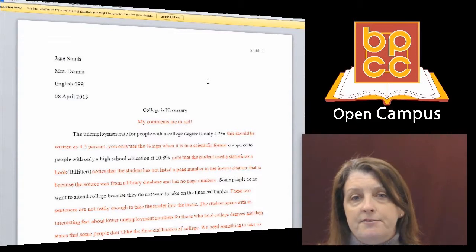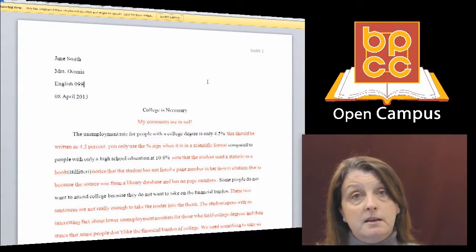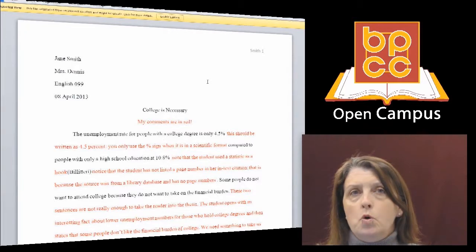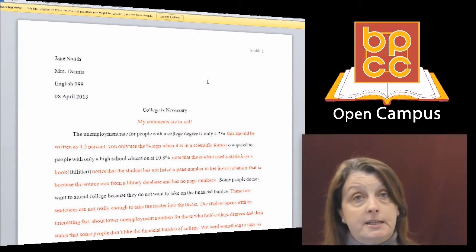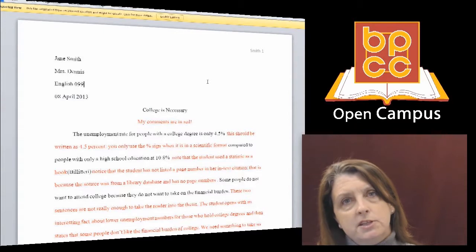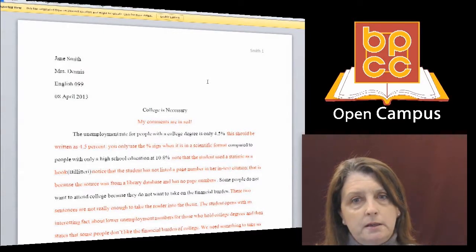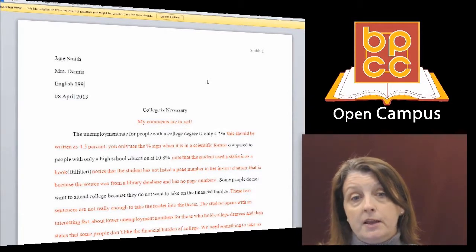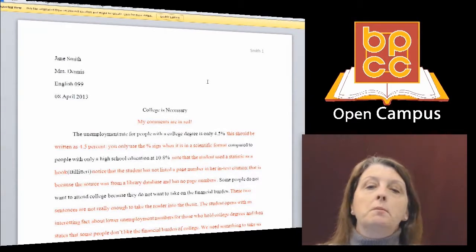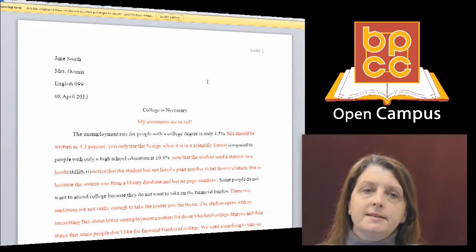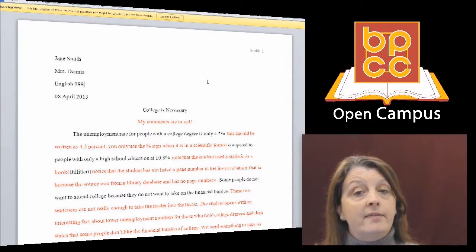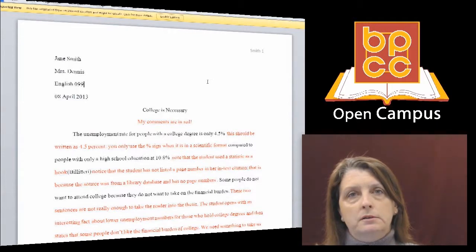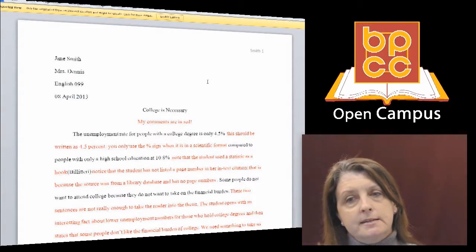So let's look at the fact that she used a statistic for a hook. Okay, great idea. And it's an interesting statistic, and it absolutely points you to what you're about to read, which is that college is necessary. She really sets you up very nicely with this statistic, and I think it was a great choice. But here's my problem. I'm not so sure that the statistic and the next sentence blend well. Let's take a look. Her second sentence is, some people do not want to attend college because they do not want to take on the financial burden.